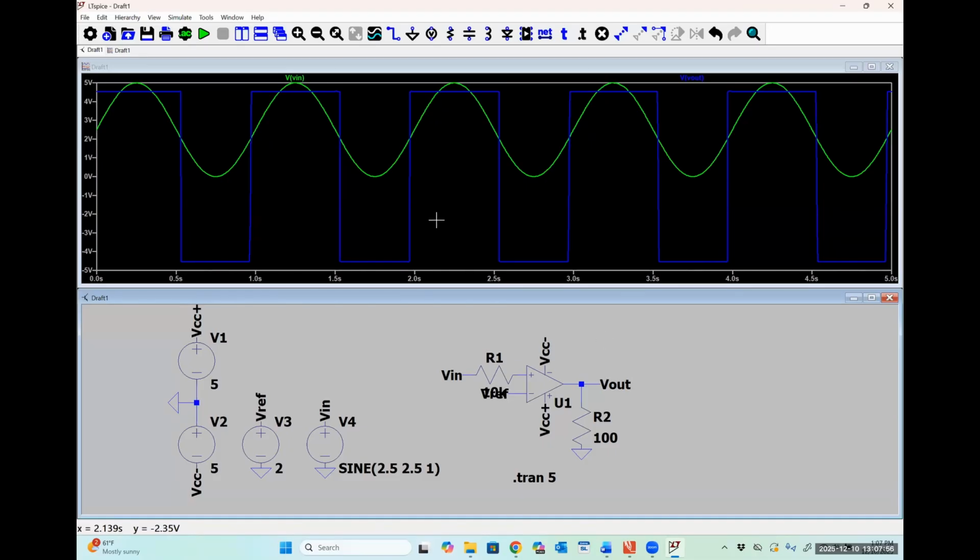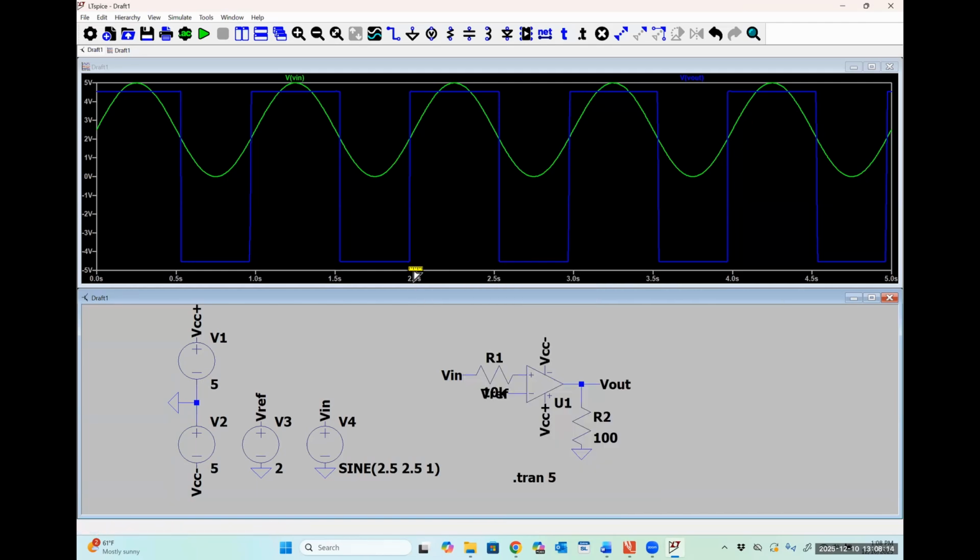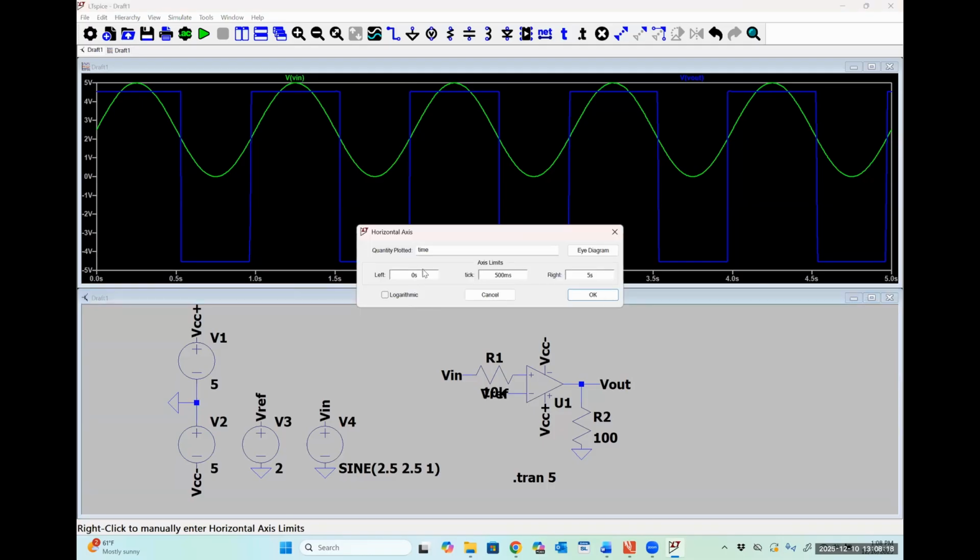So what I'm going to do now, instead of looking at things as a function of time, is show you how to look at V out as a function of V in, because that's probably a useful thing to be able to look at as well. If I mouse over the X axis and I right click on that, it tells me that I'm plotting against time. That's not what I want to plot against anymore. I want to plot against Vn.